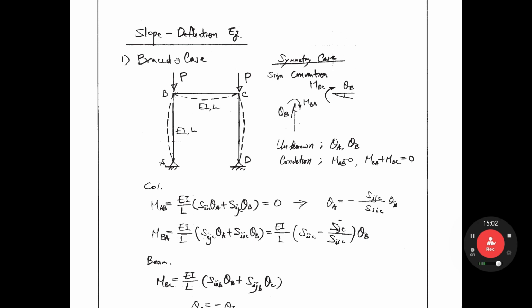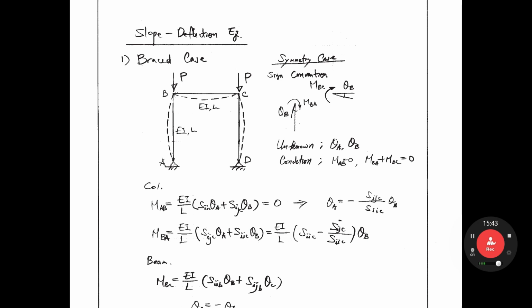So in the slope deflection equation, we don't know theta A and theta B. How about theta C and theta D? This structure is symmetric. So theta B equals theta C, theta A equals theta D. So the unknown is just 2, not 4. Okay, so we consider the left-hand side only. The unknowns are theta A and theta B, so we need 2 equations to solve for them.